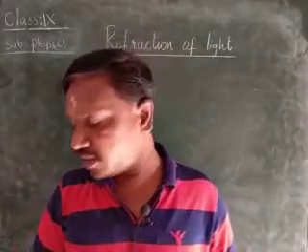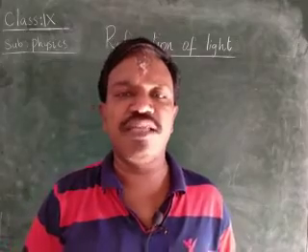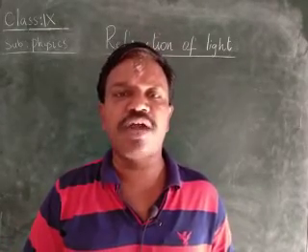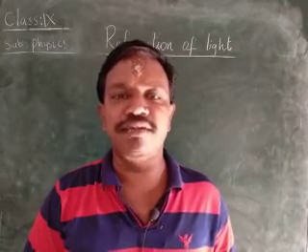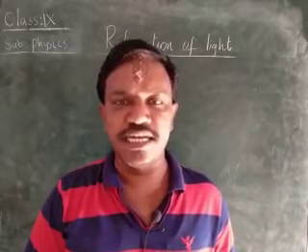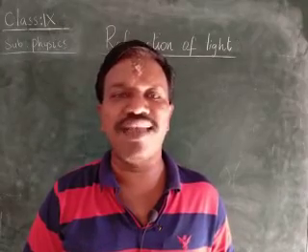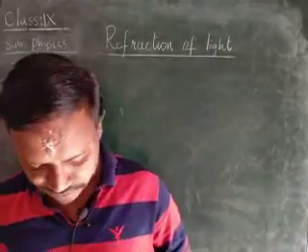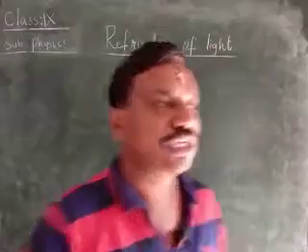In the last class, we were learning about the refractive index, and we are solving problems based on the refractive index. Refractive index is given by the formula n equals c by v, where n is the refractive index, c is the velocity of light in vacuum, and v is the velocity of light in any medium. Today we'll go with relative refractive index.